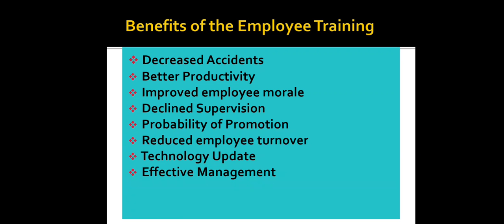First one, when we talk about decreased accidents. Now if the employee is trained, if he knows how to work on the machines which are provided in the organization, if he knows how to operate those machines, there are less chances of any errors happening or any accidents that might happen on the job. So the risk of accidents gets decreased with employee training.